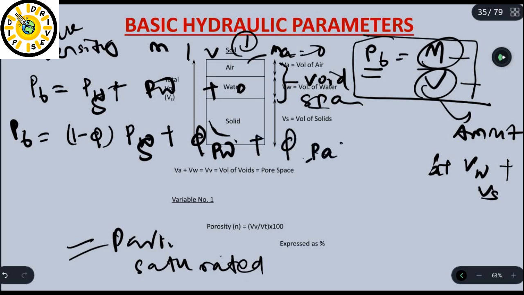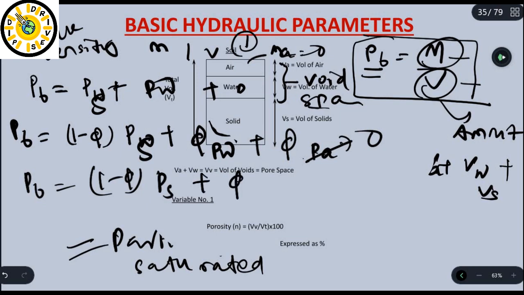So as rho air is 0, rho b equals (1 minus phi) rho s plus phi rho w. Here, this part we assume will be 0. Why? Because in the question asked in the exam, we assume there will be no saturation of the water. So this part will be 0, and the remaining is this part.